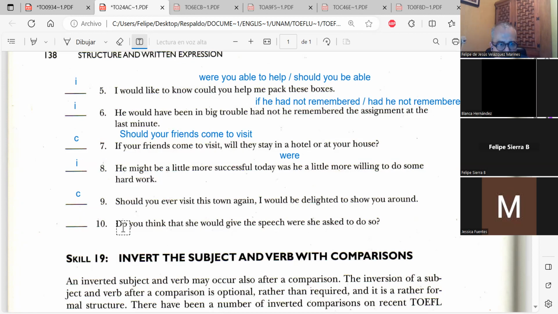It's correct because it's, do you think she would, second conditional. Yes. If she were asked to do, no? If she were asked, si ella fuera, se le pidiera, se le requiriera. If she were asked to do, so we eliminate "if" and we place "were" at the beginning: were she asked to do.